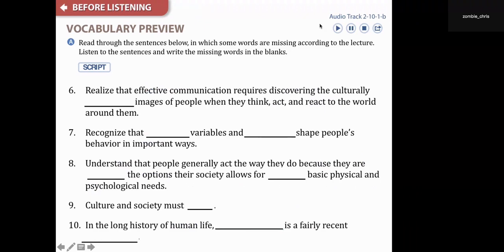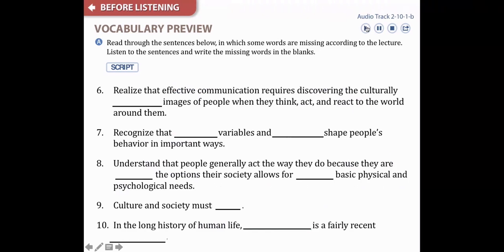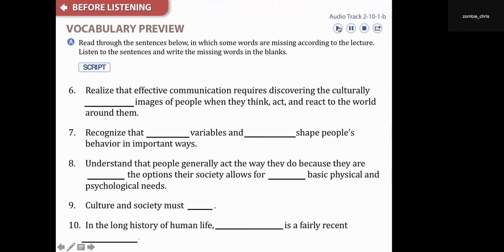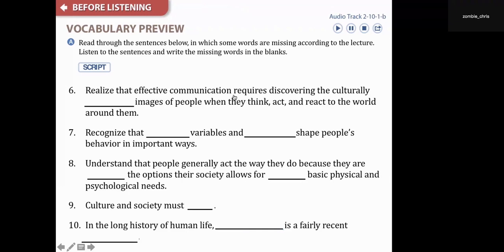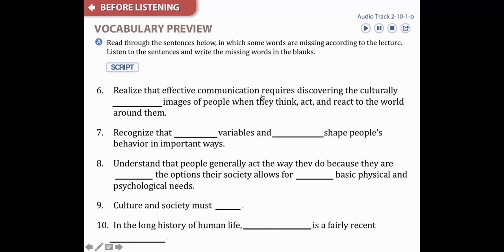Okay, so here are sentences 6 to 10. Six. Realize that effective communication requires discovering the culturally conditioned images of people when they think, act, and react to the world around them. Seven. Recognize that situational variables and conventions shape people's behavior in important ways. Eight. Understand that people generally act the way they do because they are exercising the options their society allows for satisfying basic physical and psychological needs.